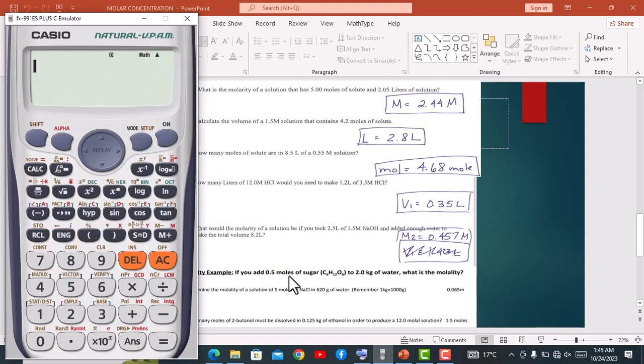So what we are going to do, because they say what is the molarity, we know molarity equals the number of moles divided by the kilogram that are provided, which is 2.0, and you get 0.25, or 0.25 moles per kilogram. Very, very important that we understand that.